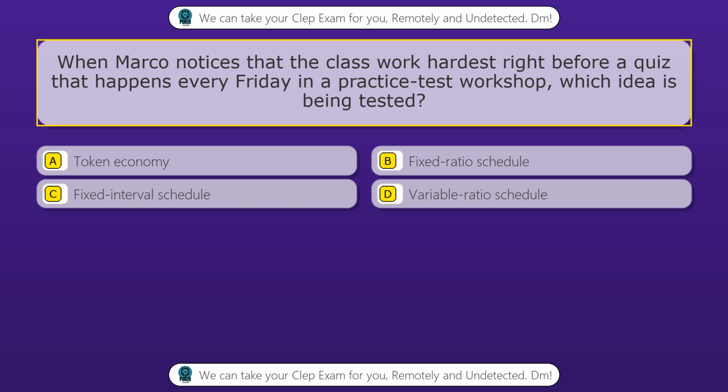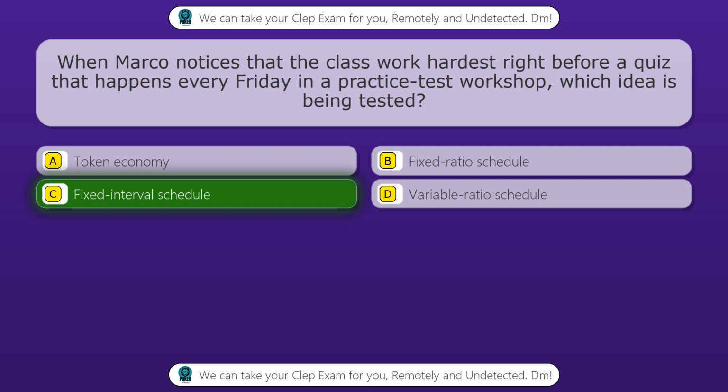Option A, token economy. Option B, fixed ratio schedule. Option C, fixed interval schedule. Option D, variable ratio schedule. The correct answer is option C, fixed interval schedule.